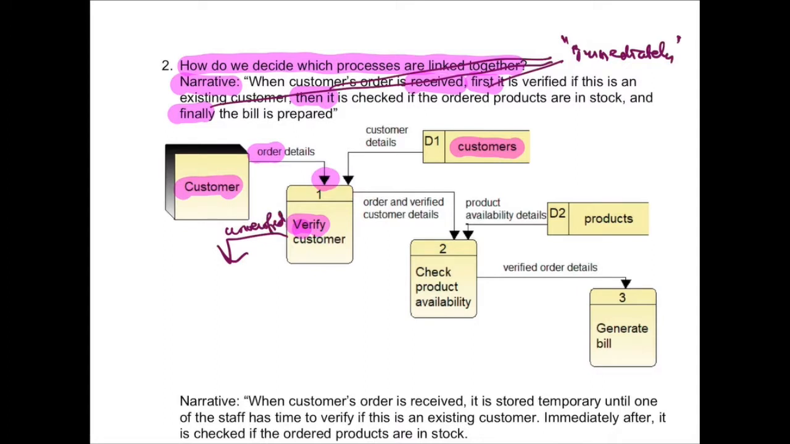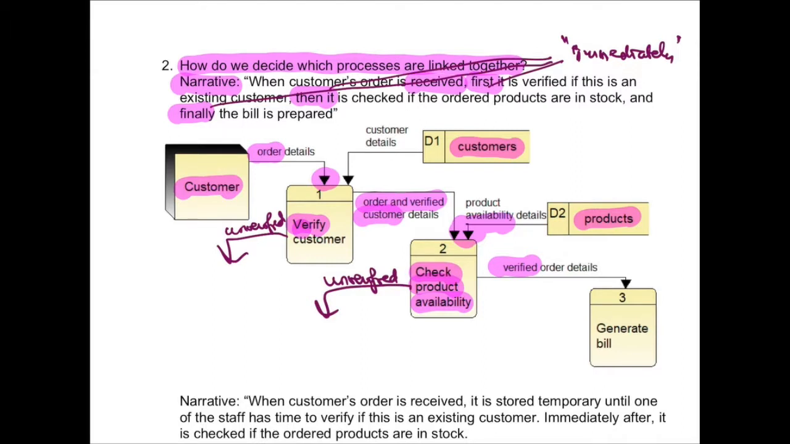So if it is verified, now we have the order and the verified customer details. Not all the customers go through here. Not all the orders go through here. The next thing is, immediately again, we check the product availability. We check it through the products data store. We get the input. Now, if it's verified, it moves on to generating the bill. If it is not verified, so this is the unverified, I'm not going to go into that.